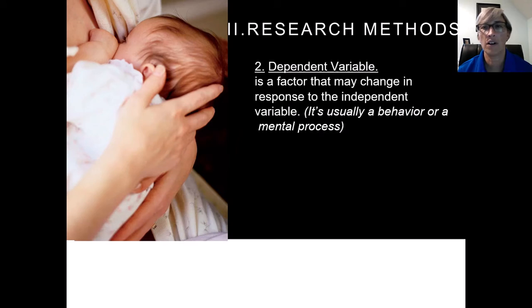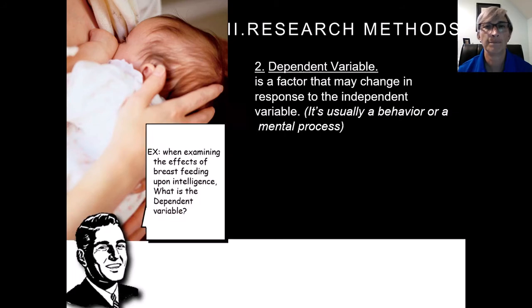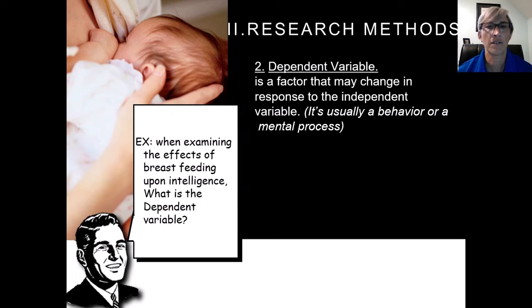The dependent variable in an experiment is a factor that may change in response to the independent variable. It is dependent upon an independent variable. It's usually behavior or a mental process. Example, when examining the effects of breastfeeding upon intelligence, what is the dependent variable?